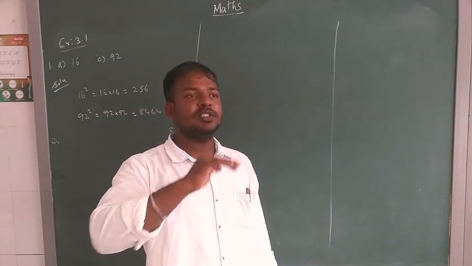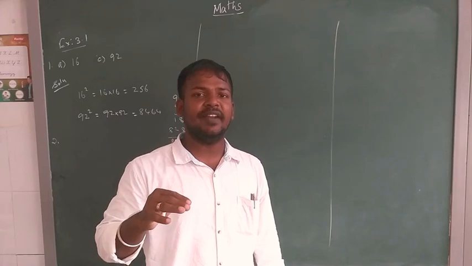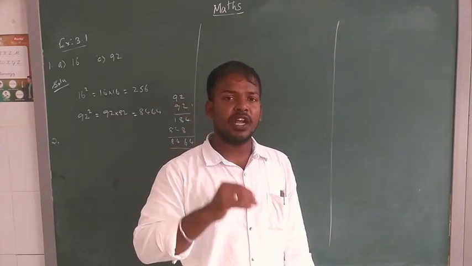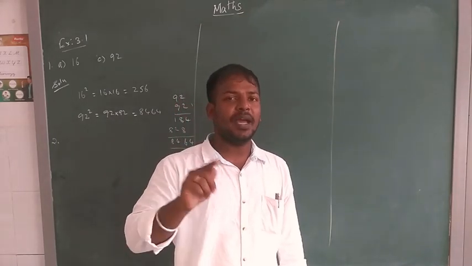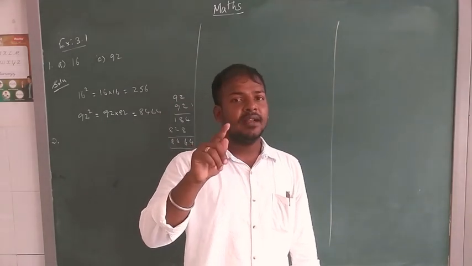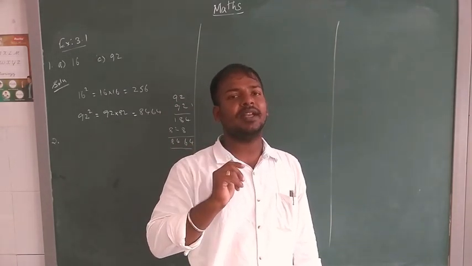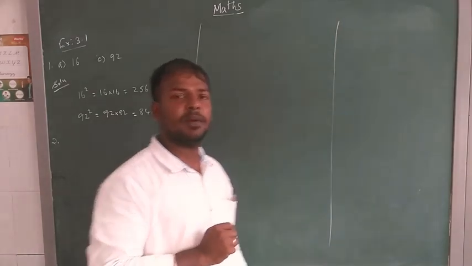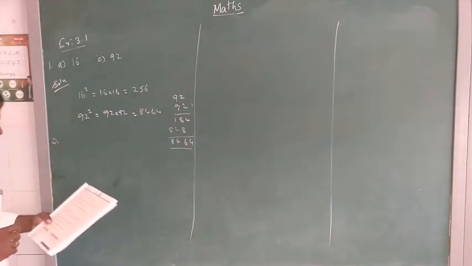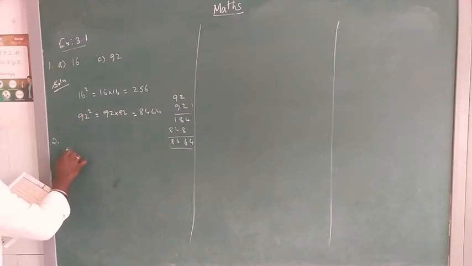Then the final one: if these two conditions are not satisfied, we want to find the factors of those numbers. We want to pair them. If we don't have a pair for some number, that is also not a perfect square. We will see the example here.